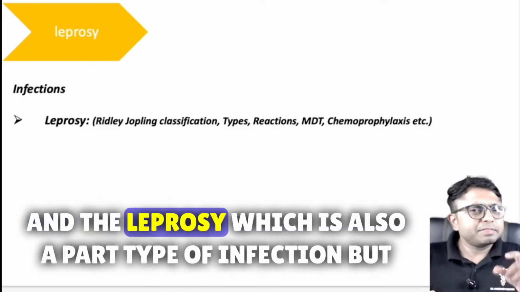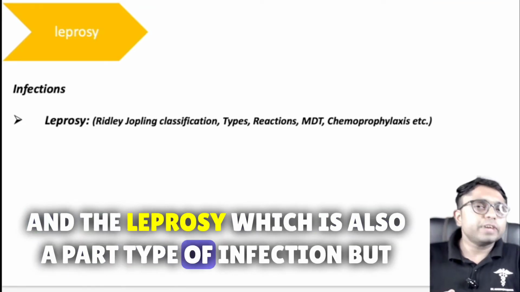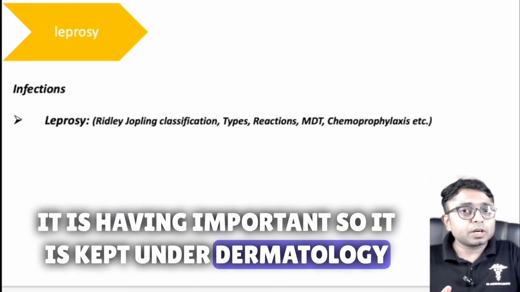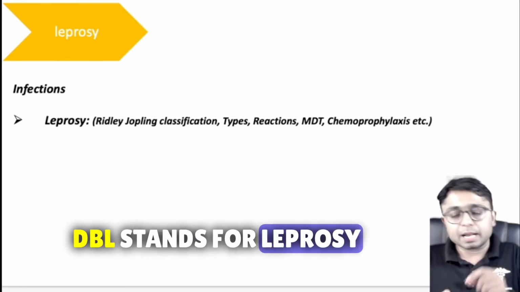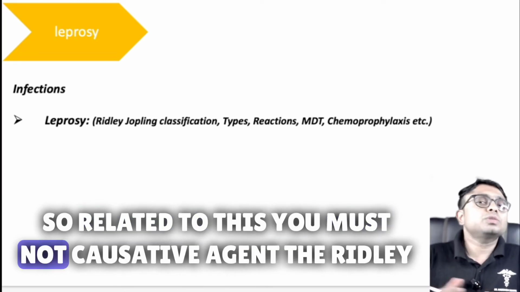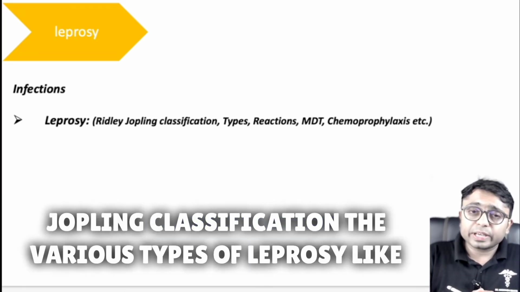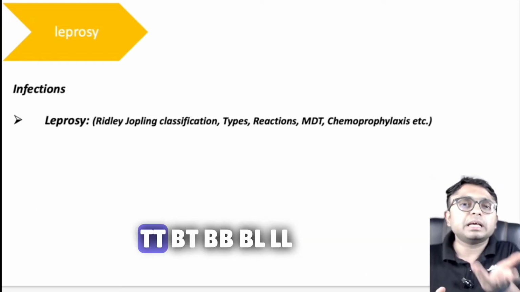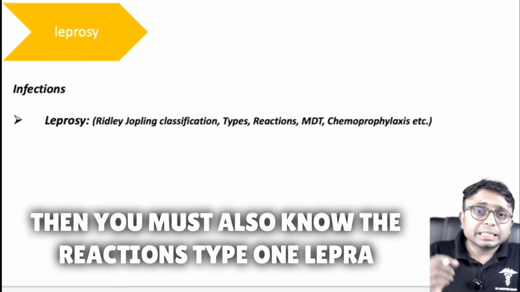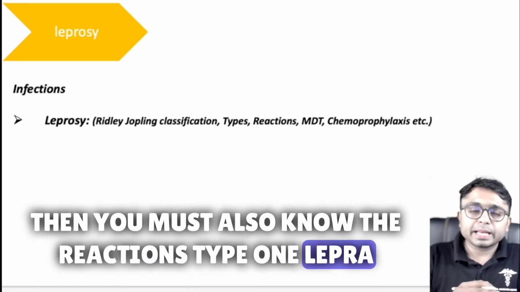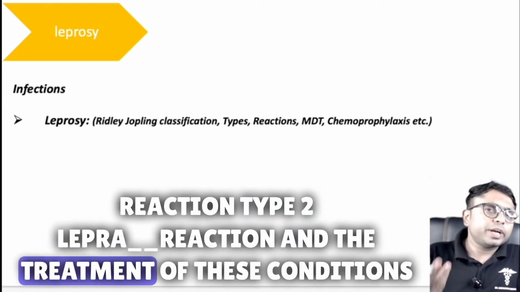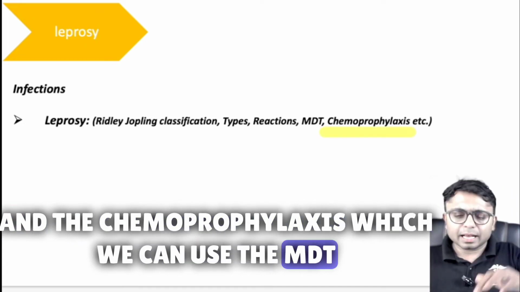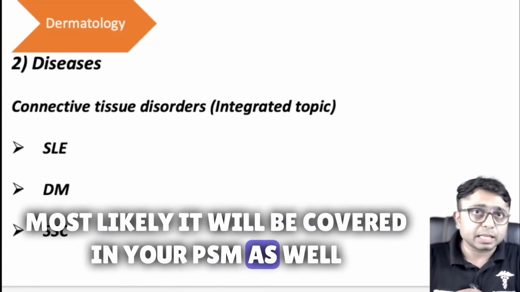And leprosy, which is also a type of infection, but it is having importance, so it is kept under DVL. L stands for leprosy. So related to this, you must know the causative agent, the Ridley-Jopling classification, the various types of leprosy like TT, BT, BB, BL, LL. You must also know the reactions, type 1 lepra reaction, type 2 lepra reaction, and the treatment of these conditions, and the chemoprophylaxis which we can use. The MDT, most likely it will be covered in your PSM as well.